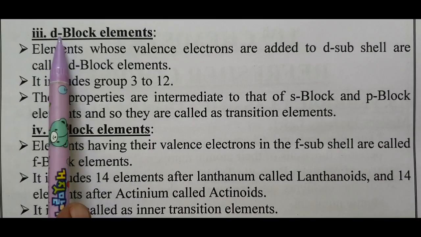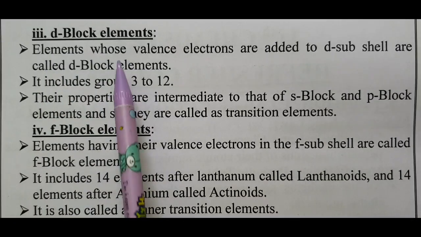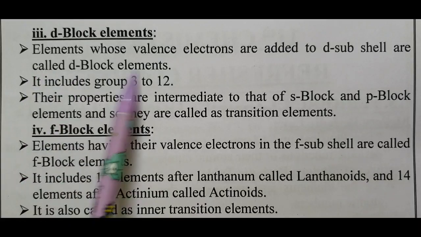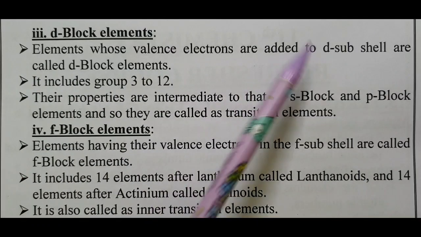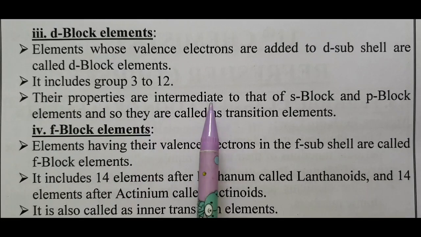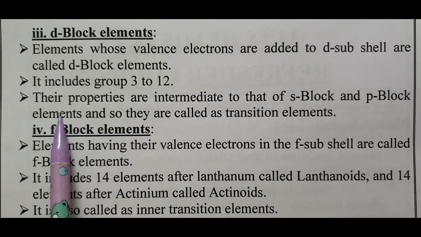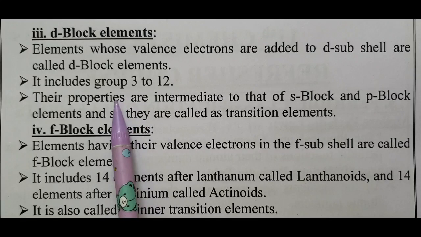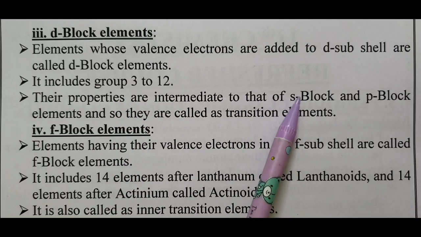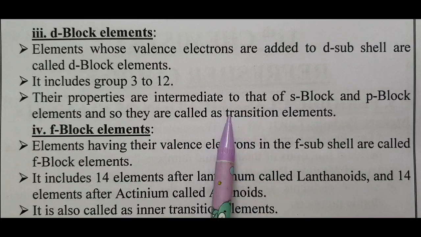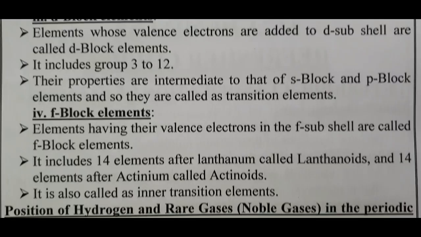Come to the next block element, D block elements. Elements whose valence electrons are added to the D subshell are called D block elements. There are 10 electrons in the D orbital. It includes group 3 to 12 in the periodic table. Their properties are intermediate to that of S block and P block elements, and so they are called transition elements. The properties of D block elements are in between the properties of S block and P block elements. Therefore, they are called transition elements. Transition means in between.